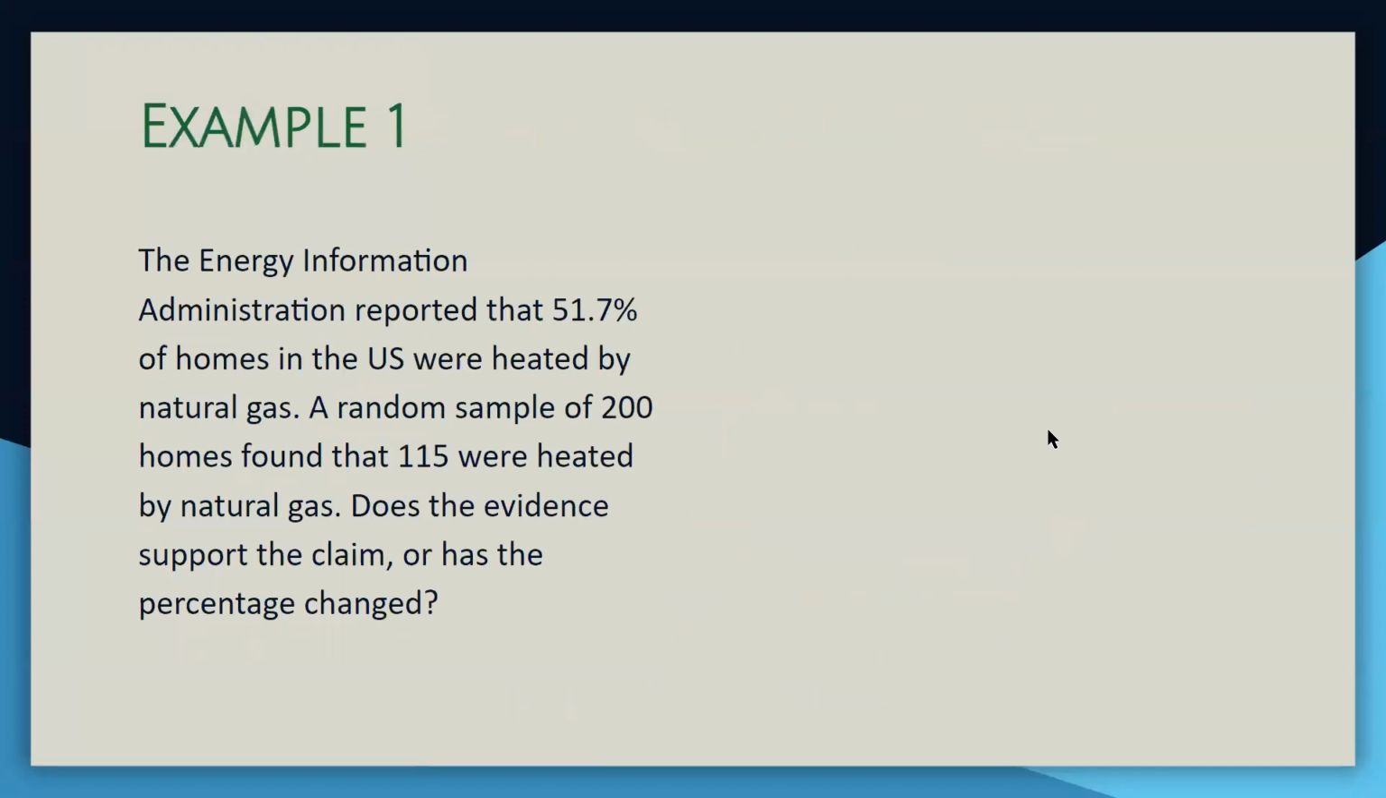The Energy Information Administration reported that 51.7% of homes in the US were heated by natural gas. A random sample of 200 homes found that 115 were heated by natural gas. Does the evidence support the claim, or has the percentage changed?